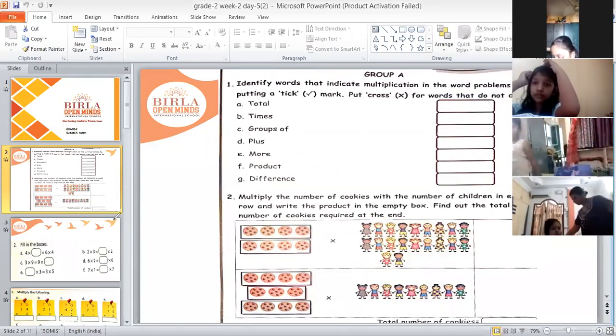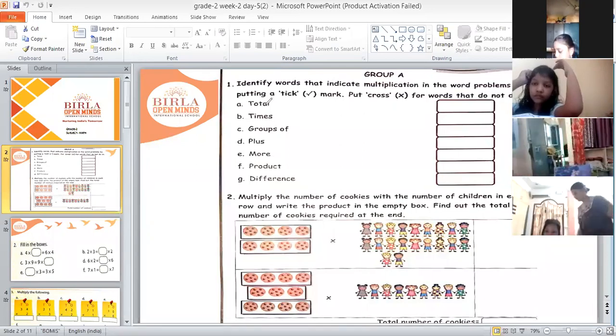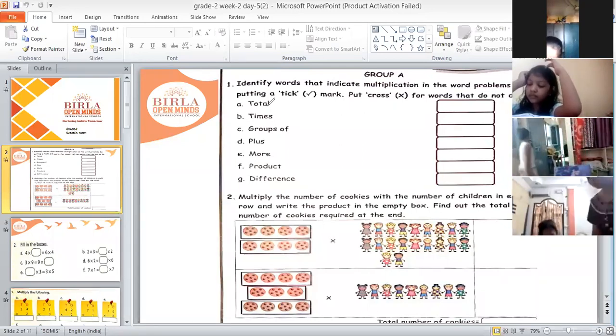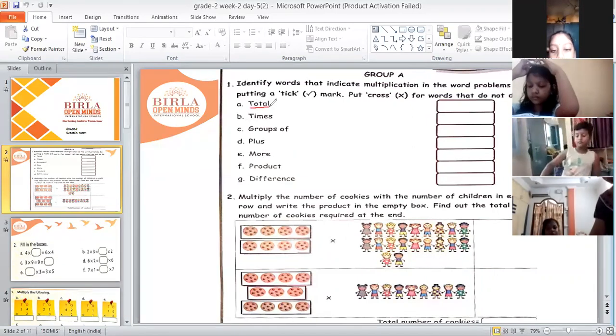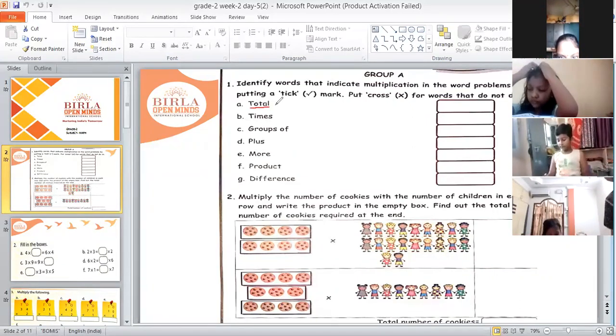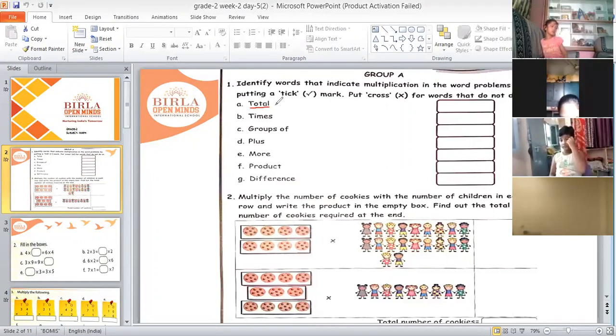Okay, Akshaya Lakshmi, you read what is the first word. In question number 1, what is this first word? Total. Yes, read this word, Akshaya. Total. Okay. So now, Akshaya, tell me, is the word total related to multiplication or not? Tell me yes or no.